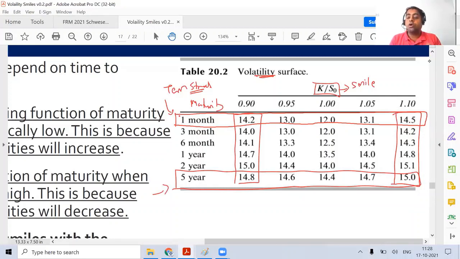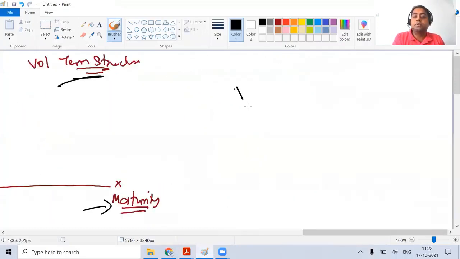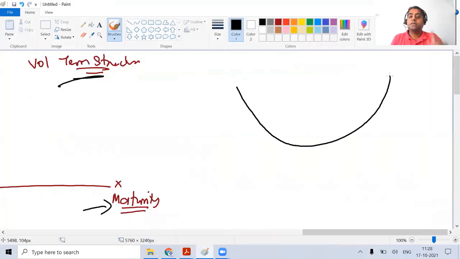When I'm going to draw a volatility smile for the first month, see the numbers 14.2, 13, it is going till 12. Then again, it is going up till 14.5. So can we say that the volatility smile is going to be something like this? Is everybody okay? It will start at say 14.2 and it will go till 12. And again, it will go till 14.5. There's a very pronounced smile. It looks like a smile.